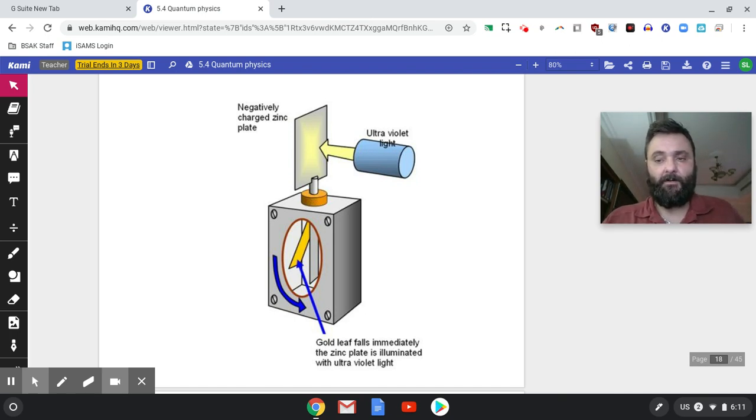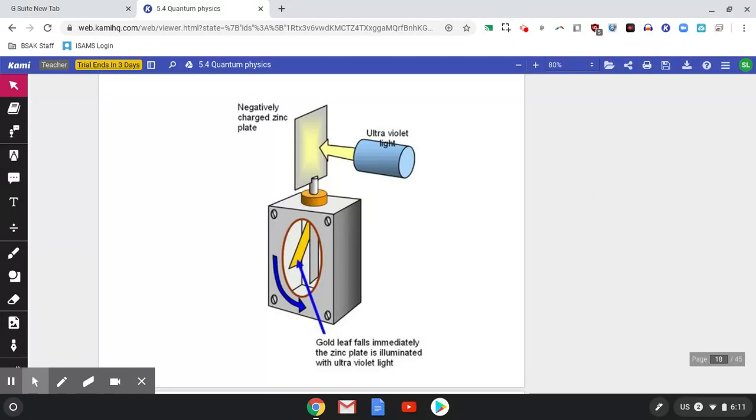Okay, if you remember from last week, this is the piece of kit that I demonstrated to you. It's the gold leaf electroscope. When you've got it charged, the gold leaf goes up. You've got a negatively charged zinc plate. Now, only UV light can discharge it, because only ultraviolet or anything with a higher frequency than ultraviolet, each photon has enough energy for the electrons to escape the zinc atoms in the surface of the zinc plate. Okay, so it's all about the work function of the zinc plate.